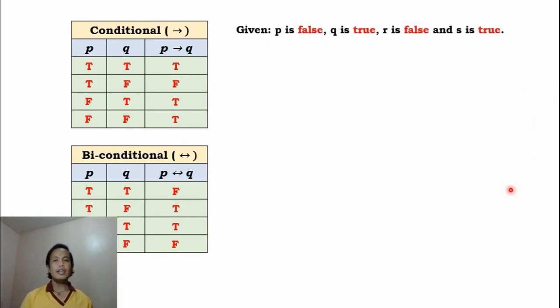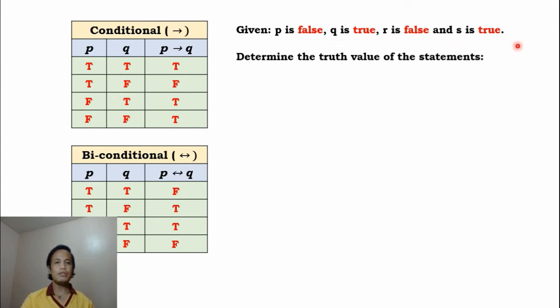For example, we are given these truth values for the different variables. Our P is false, our Q is true, our R is false, and our S is true. And we determine the truth value of the following statements. So we are given not P or R implies not Q. As you have observed, we have here the or because we already have discussed the proposition in our previous video. So this is our statement.